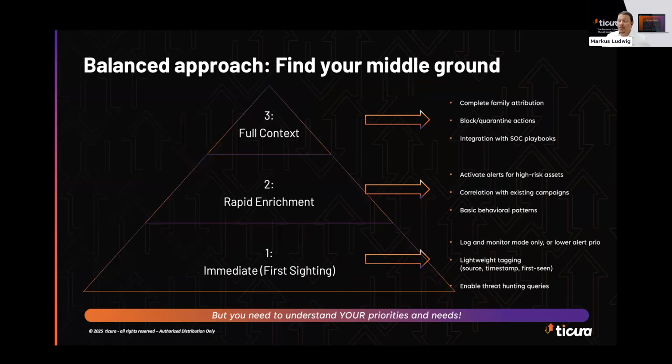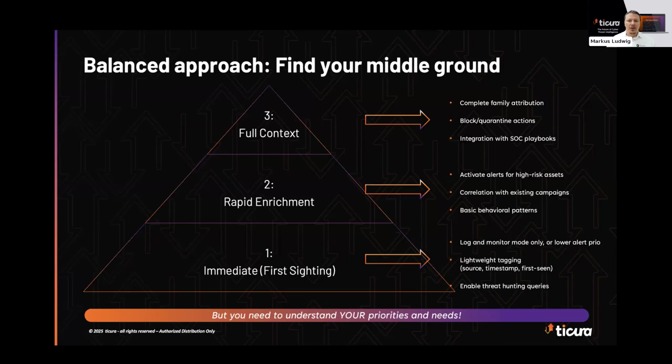Okay, so in the end, every team needs to understand what the priorities are and for which use case. But let's look at one of the typically more balanced approaches, something that helps to find your middle ground. It starts with a multi-tier approach. So you don't action immediately. Maybe rather log and monitor or track them or raise even lower priority alerts.